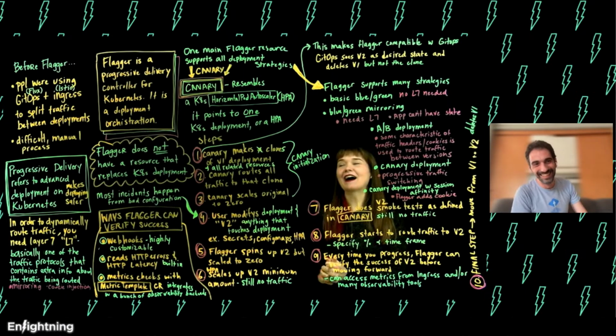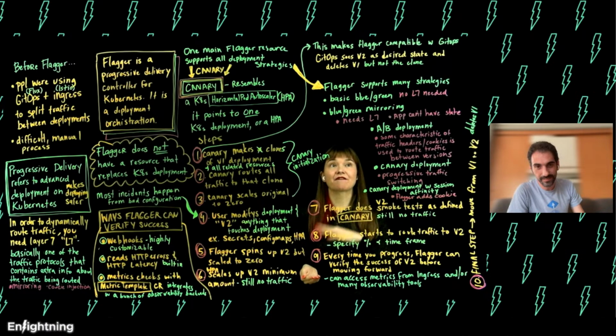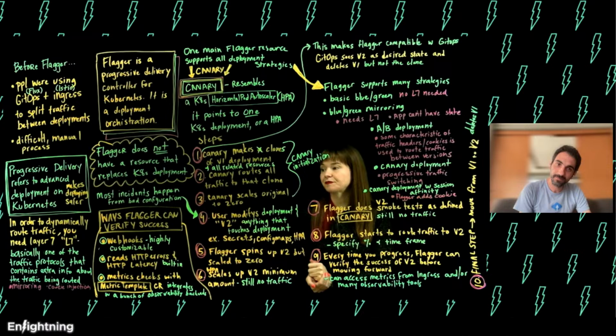And then progressive delivery is a term that refers to advanced deployment on Kubernetes and basically makes deployment safer. And we're going to go over more specifically what some different progressive delivery strategies are. And then another piece of context that really helps going into this conversation about Flagger is to talk about dynamically routing traffic and doing fine-grained routing.